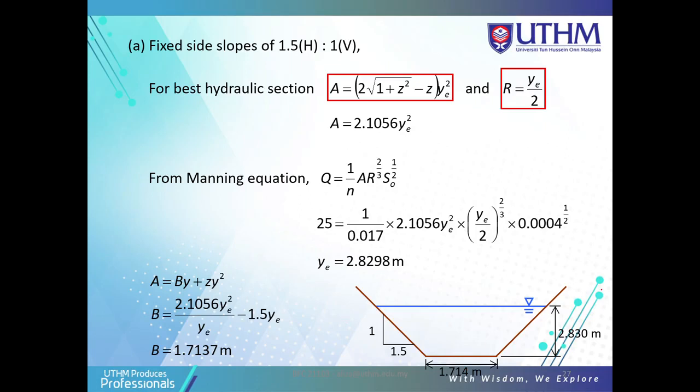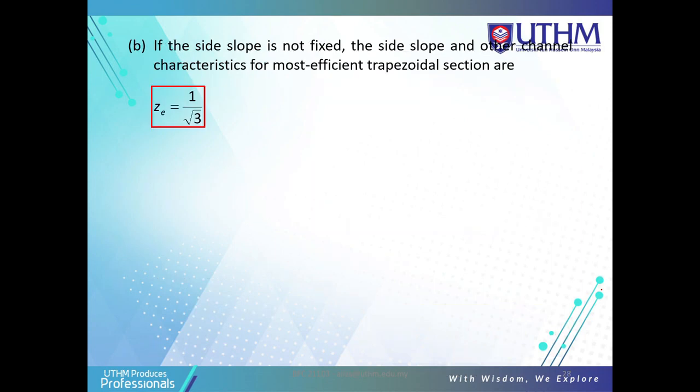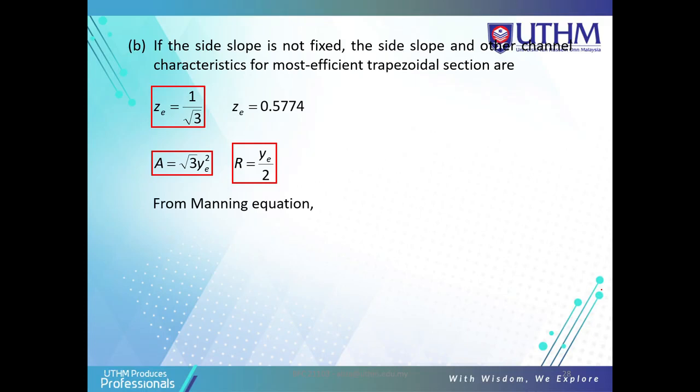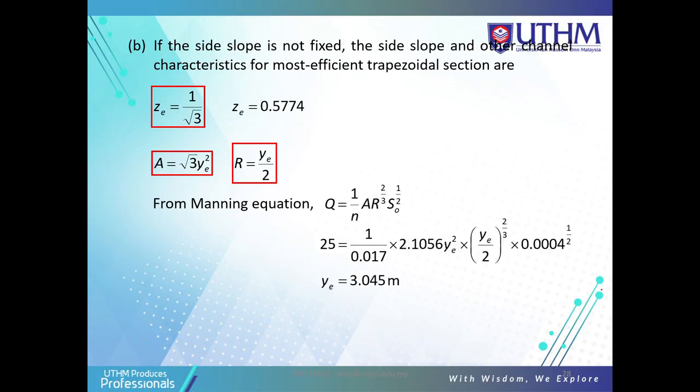Okay, so this is more complicated. It's okay. If you don't understand, I will explain more in our next online class. Okay, if the side slope is not fixed, the side slope and other channel characteristics for the most efficient trapezoidal sections are ZE. So this is for the Z. Okay, you get the value of Z, and you get the area and R. So use that area for the best hydraulic section, put it into the Manning equation, and you just get the YE.